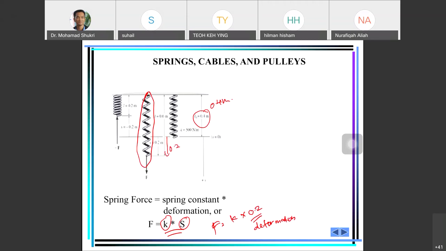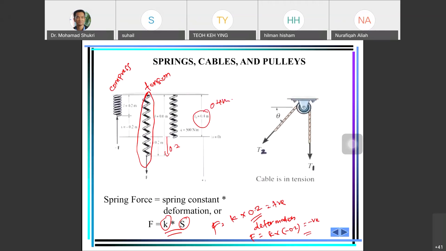If the other way, if it's compression, this one is compression. This one is tension. And this one is compression. So for compression you have minus. Okay, if it is compressed you have minus. So F equals K times minus 0.2. You have a minus answer. This one is a positive answer for the tension, and for the compression you have negative.